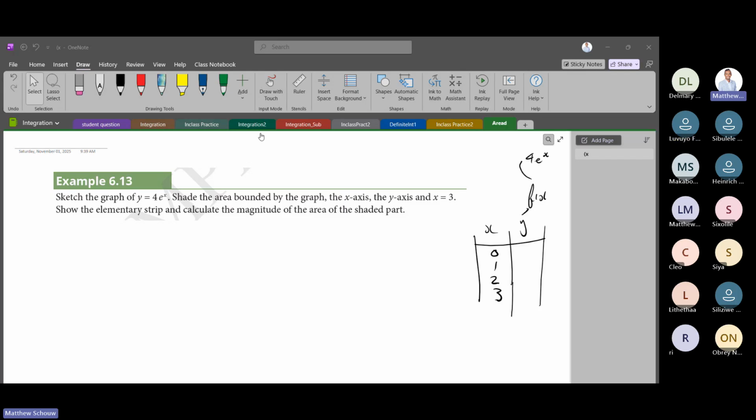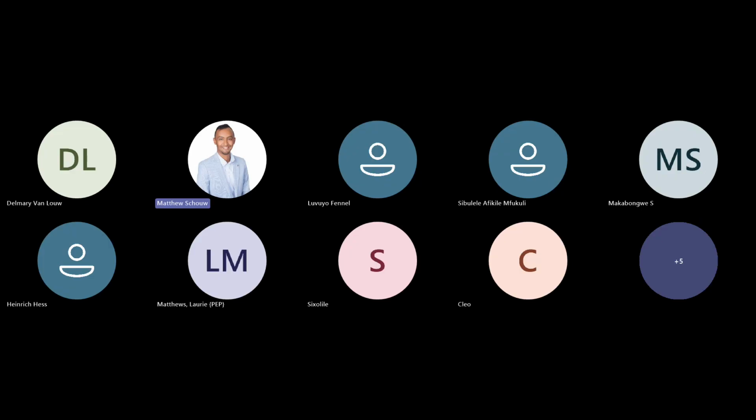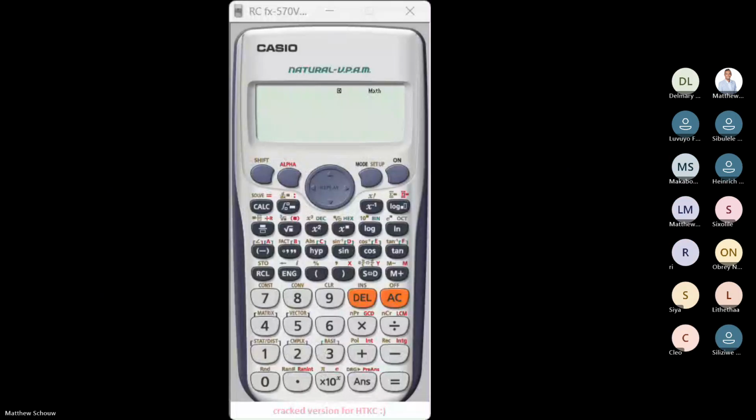So I'm going to open my calculator now and show you exactly what it looks like. I'm going to have to stop sharing this. So what I'm sketching now is that particular function. Let me just share my calculator. Just let me know if you can see it. Here's my calculator. Can you guys see it? Yes, sir. Perfect.